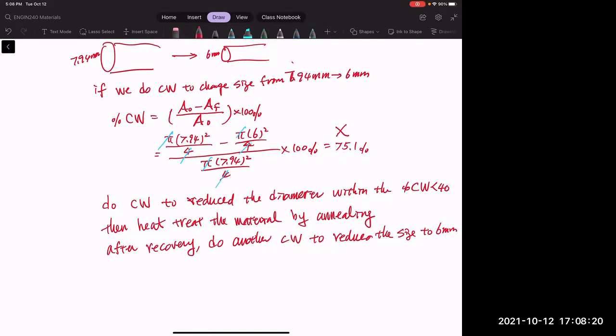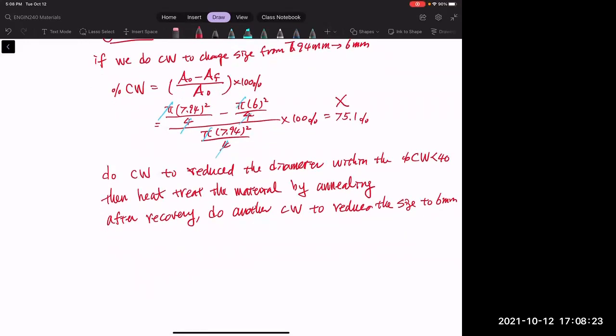So I tried this one before. I try 30% of the cold work. And I want to find what will be the diameter that I need to reduce to. So if I do 30% of the cold work, what will be the diameter? Let's say the diameter d1. Then how do you solve the diameter? Well, it's the same equation like this, but you're going to put 30% here, and that equals pi times d squared over 4.